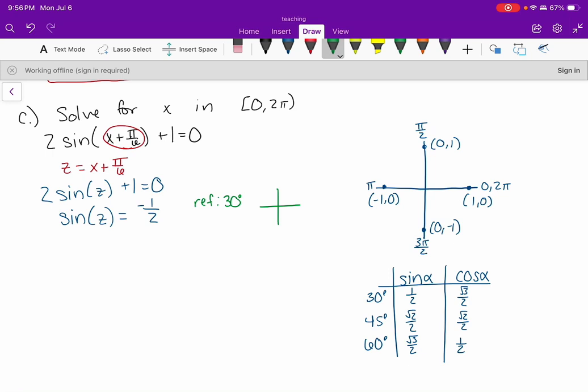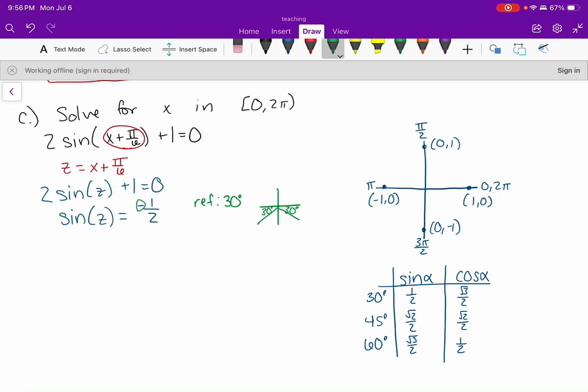And I'm looking at a negative value here. So this negative means I need to look wherever sine would be negative, which is going to be 3 and 4. So I'm looking for the angles that have references of 30 in quadrants 3 and 4.